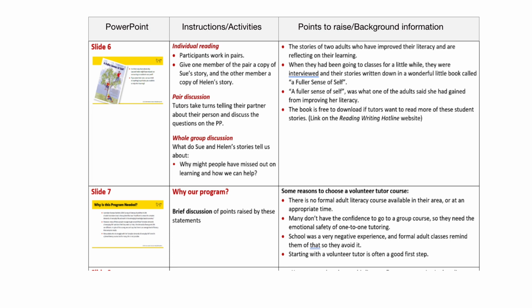For example, let's look at the presenter notes for these 2 slides in session 1. So at slide 6, the group is going to read some stories of adult literacy students that have been published in that little book. The instructions and activities column gives the presenter some suggestions as to how to set this up. Then in the background information column, there is extra information about that book that the presenter might like to share.